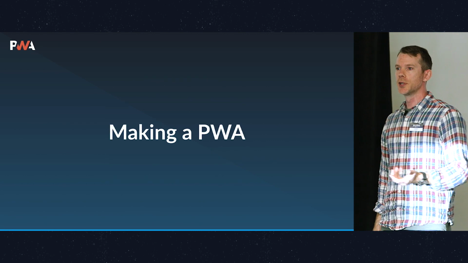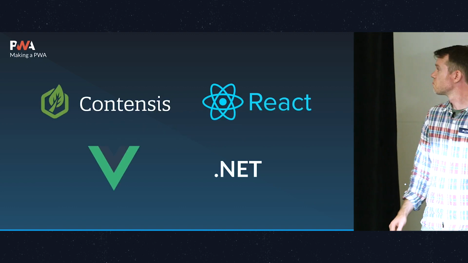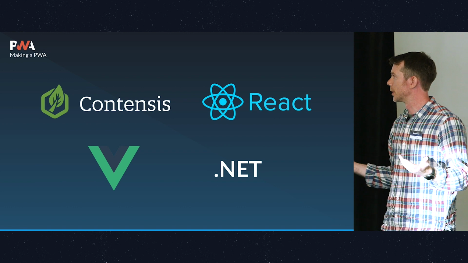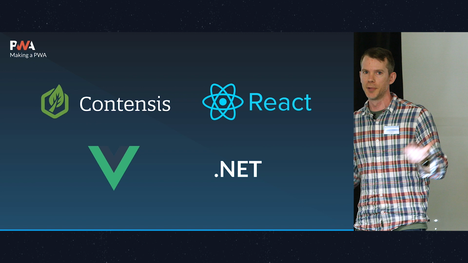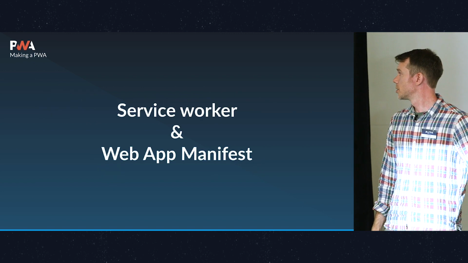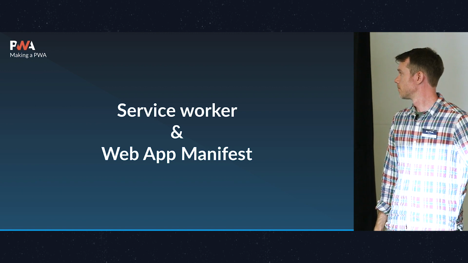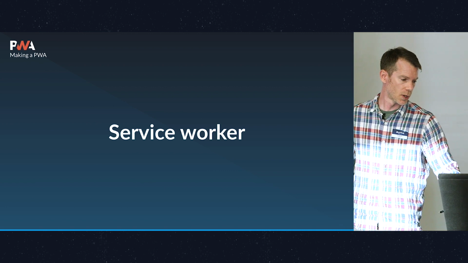So what do you need to do to actually make a PWA? Well, as I said before, they're a combination of existing web technologies, so it could be something in Consensus, it could be something you build with React or Vue.js, .NET, it could be PHP, doesn't matter. What you need is a service worker and a web app manifest. So let's have a look at service worker first.